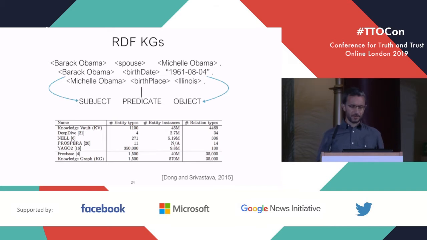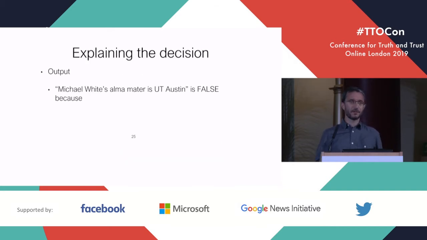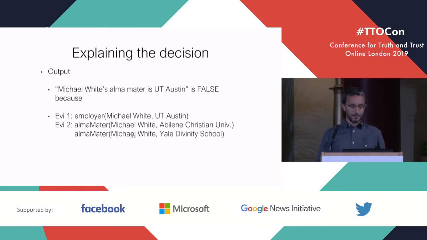So now we have seen something about the input. Let me explain better how we obtain the output. We will say that this is false, and what we will expose to the user is some evidence. The first piece of evidence is that in the knowledge base, or somewhere else, as I will show in a moment, we found that he is working in a different place, and he already got degrees from 2 different venues.